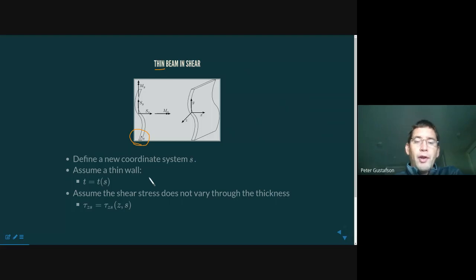The new coordinate system is now a tangent normal coordinate system, where S is now something that is tangent to a line that describes the thin cross-section of the beam. So the position of the thin wall of the beam within the cross-section.